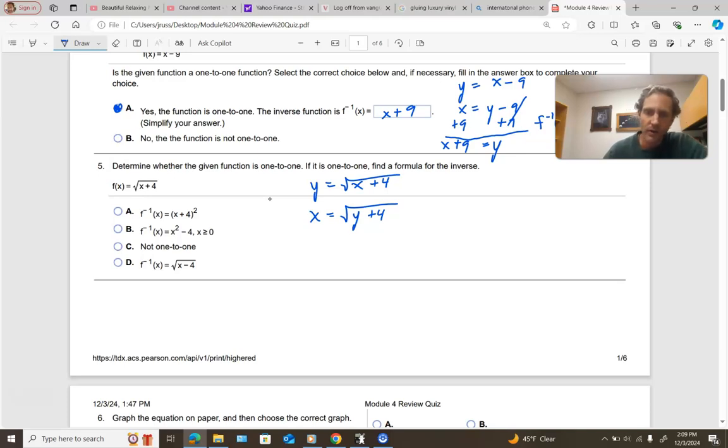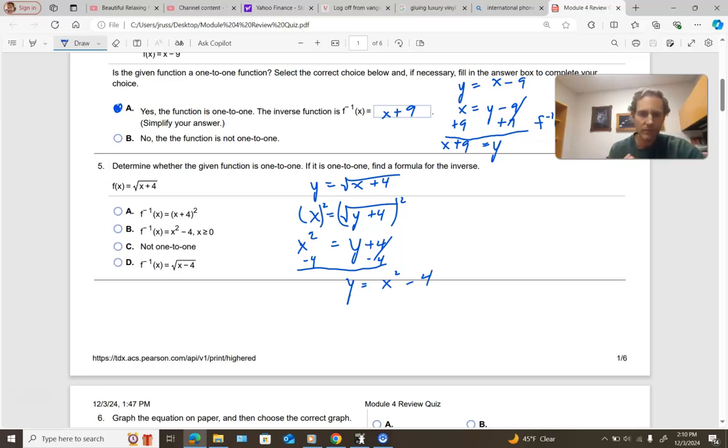So I need to get rid of this square root, and the way we do that is by squaring both sides. So when we square a square root, we end up with just what's underneath it. And then, of course, on the left-hand side, we end up getting x squared. And then as far as solving this for y, all I need to do is subtract 4 from both sides. And I'll get y is equal to x squared minus 4.